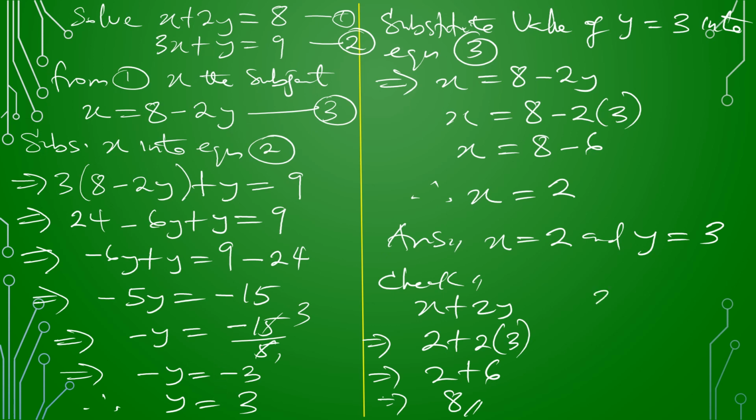Let's do same to equation 2. Equation 2 says 3x plus y. Let's see if we are going to have 9 as our answer. The x is 2 and the y is 3. 3 times 2, we have 6, plus 3, which gives us 9. We have seen that this is correct. So this is the end of this topic using substitution method.